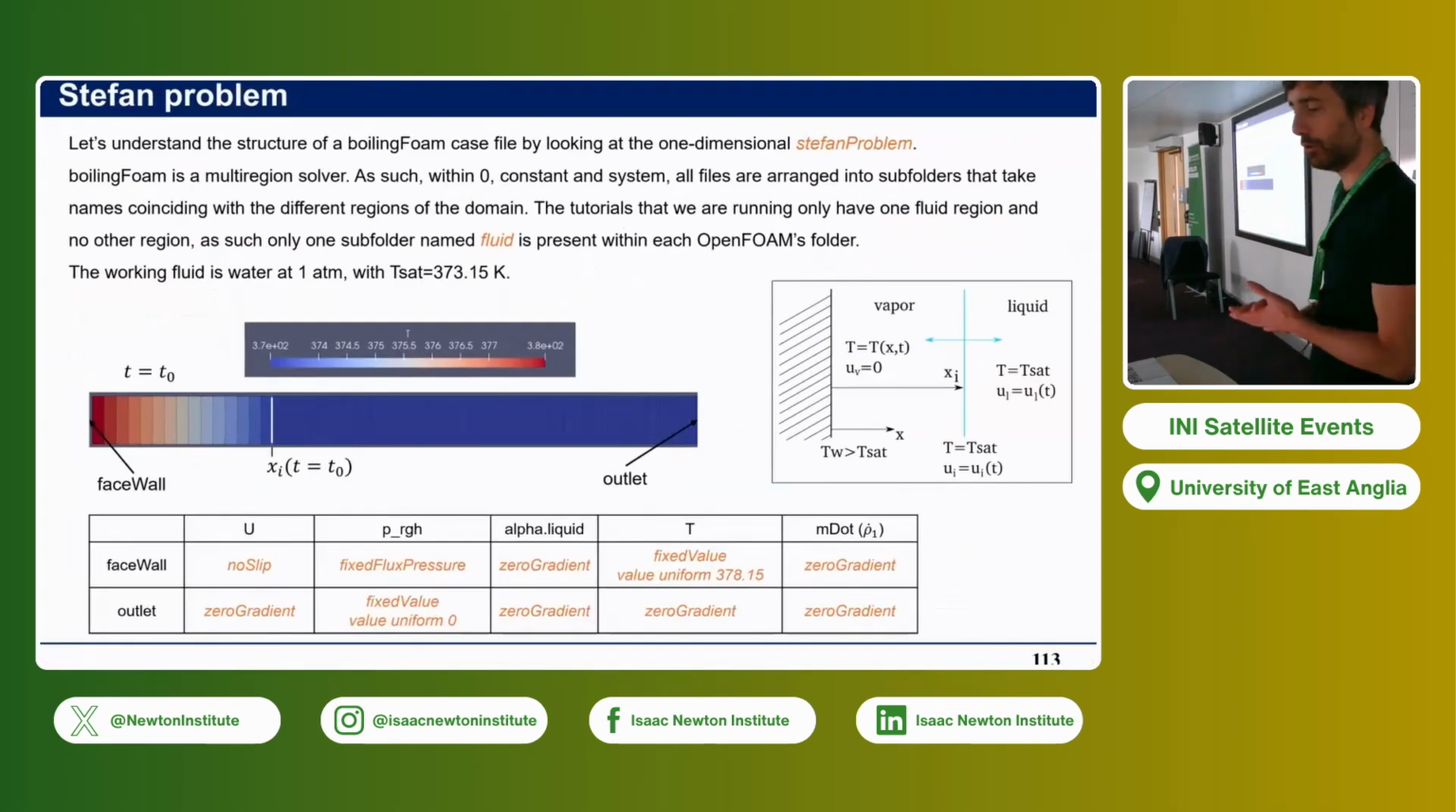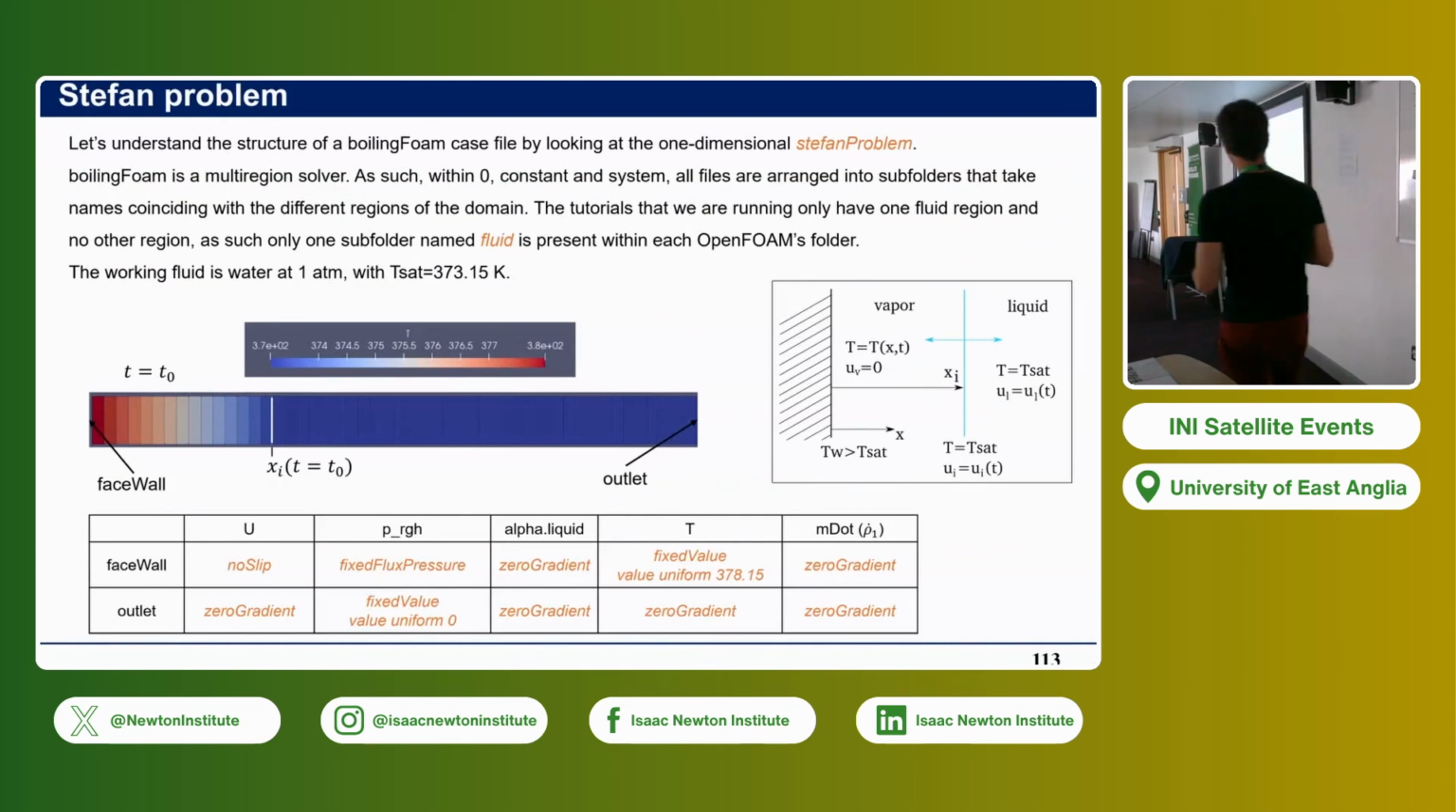I'm going to quickly show you the one-dimensional Stefan problem in which we have the one-dimensional domain with the left side covered with vapor. The right side will be covered with liquid, and heat is coming from the left side. So heat is coming from the left side, and our interface is supposed to move to the right because liquid will evaporate. And this was the setup we have seen before.